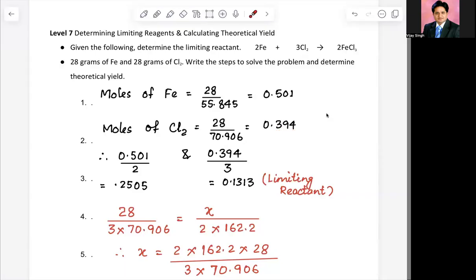Now, in order to find the limiting reagent or limiting reactant, you divide the moles by the coefficient. So here you are dividing 0.501 by 2, and the other one is 0.394 divided by 3. The smallest number would be the limiting reactant. In this case, this is 0.1313 and this is 0.2505. Obviously, this is smaller. So chlorine is your limiting reactant.